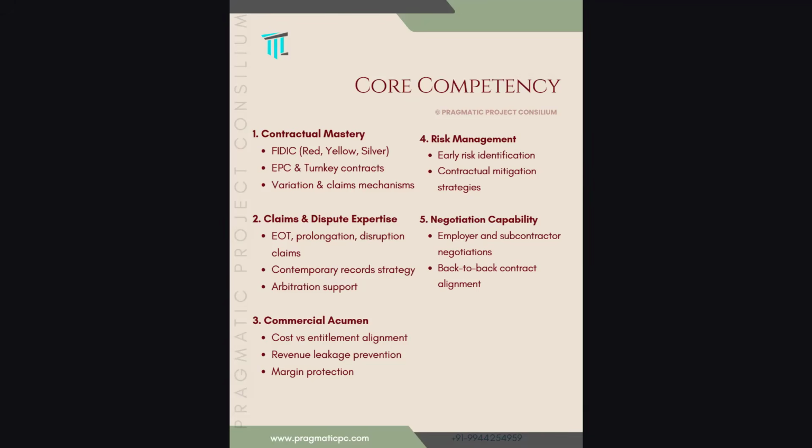The next level is claims and dispute resolution. They should have exposure to EOT, prolongation, and disruption claims. I have seen contracts administrators who don't know the difference between a delay claim and a disruption claim, and they are managing 500 million or billion size contracts. So what are the contemporary record strategies? They should also have knowledge of arbitration, arbitration support, and contemporary records in arbitration.